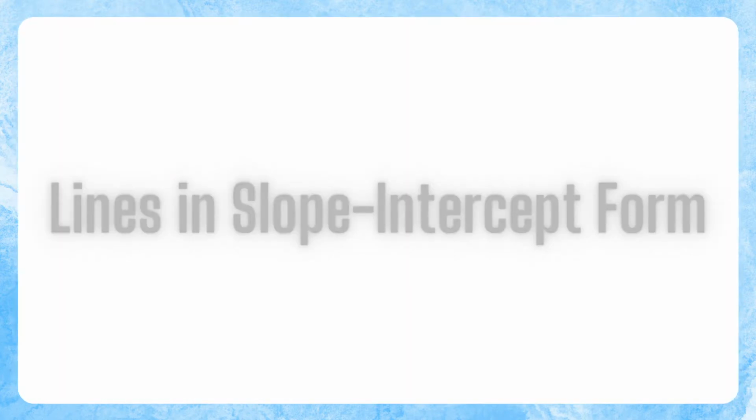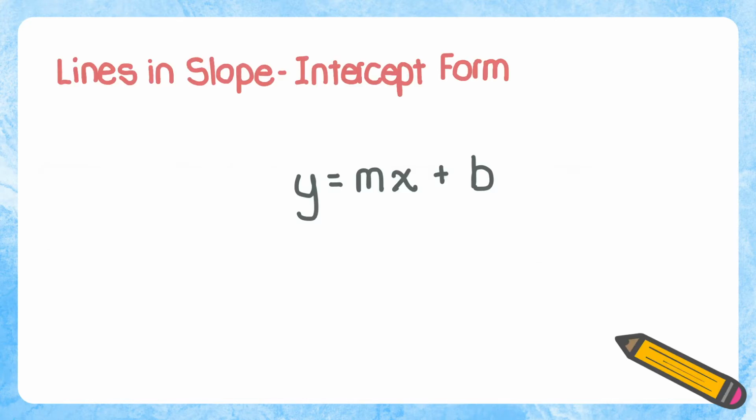First things first, what do lines written in slope-intercept form look like? Lines written in slope-intercept form are written as y equals mx plus b. So this is the equation of the line, where technically mx is m times x.